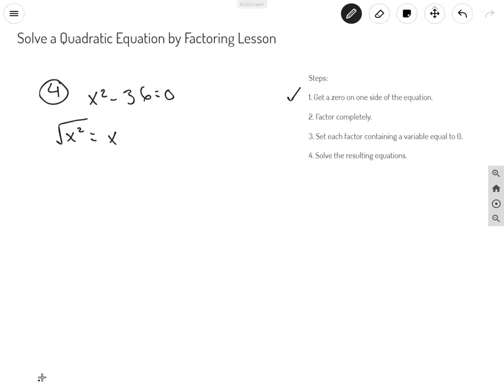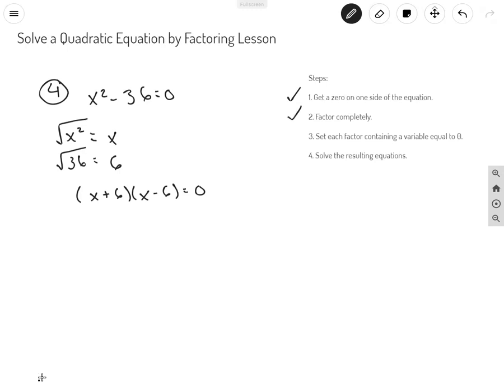This first term, x squared, can I take the square root? Yes, that's x. x times x is x squared, so the square root of x squared is x. Can I take the square root of 36? Yes, again. 36 is 6 times 6. The square root of 36 is 6. So I can factor using the difference of squares, because I can square root both terms and they have a minus in between. So my final answer for factoring would be x plus 6, x minus 6, and that equals 0. Step 2 is done.